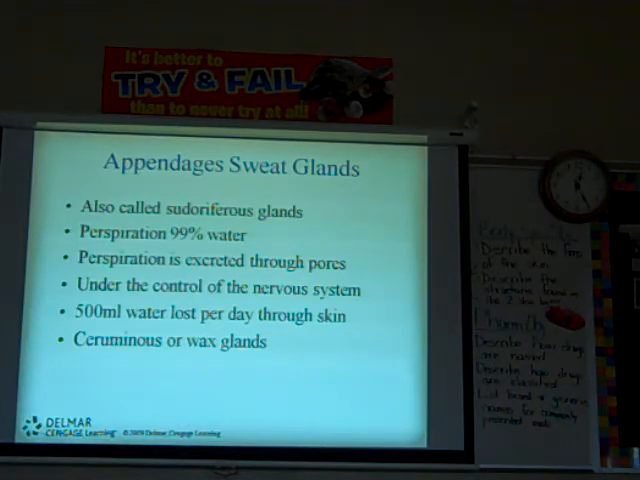So how many mLs are lost through perspiration every day? Well, you perspire through your skin. 15 liters. How much? It's actually half a liter. We'll learn that conversion. 1,000 mLs are 1 liter. So 500 mLs are half a liter. Okay?